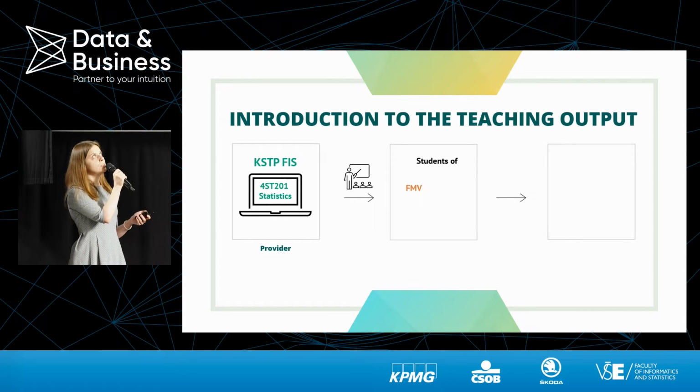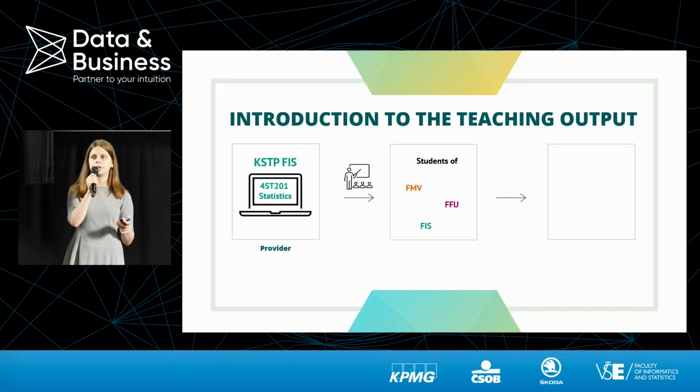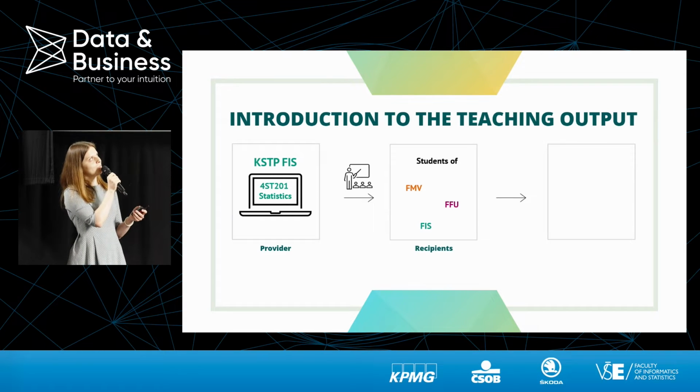Then there are students of several faculties who are enrolled in this course, and we call the faculties the students belong to recipients. And finally, we must calculate the total volume of teaching output for this course.